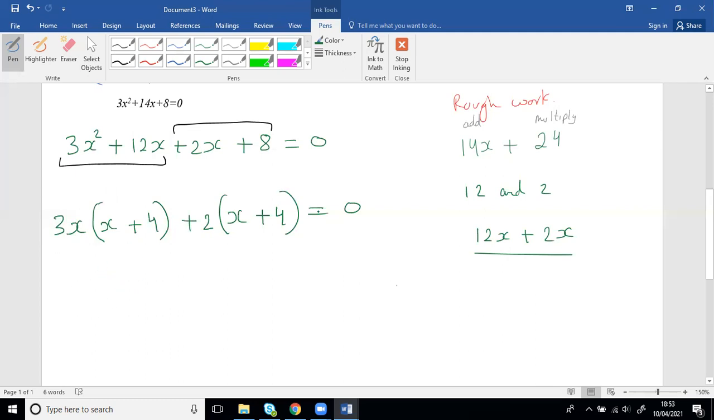Once I've done this, what I'm going to do next is factorize this even further. So I've got x plus 4 as a common factor. I'm going to open a bracket and write x plus 4. And then I'm going to have another bracket, and I'll write up whatever I'm left with. So what is left here? 3x plus 2. There you go. And that will be my final answer.